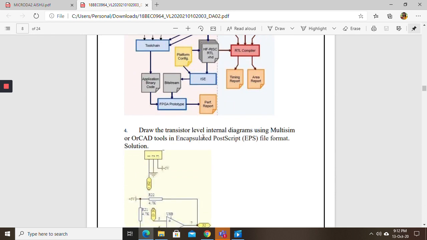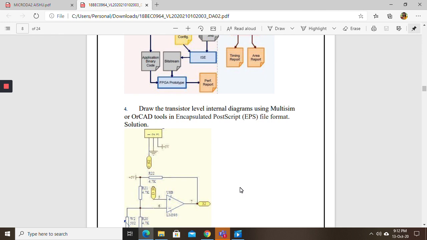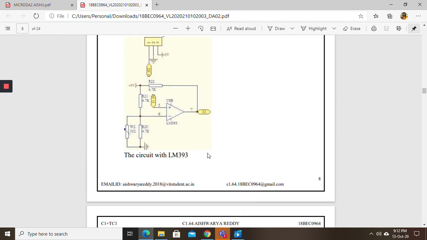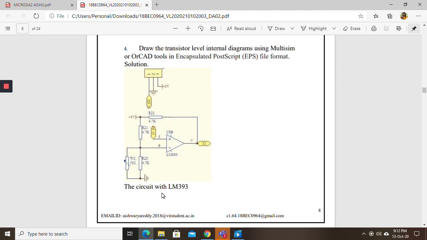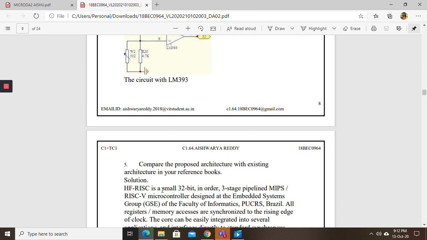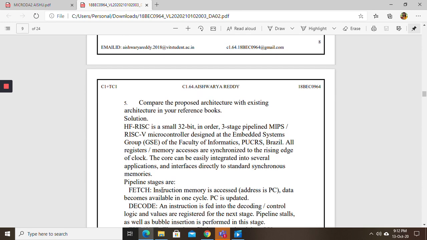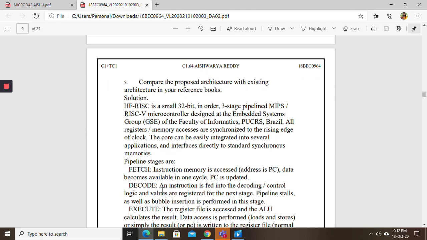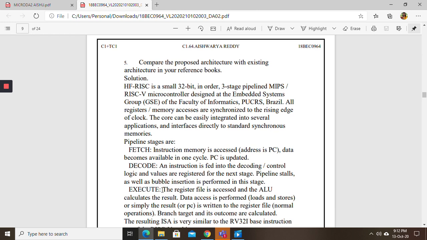Draw the transistor level internal diagram using a Multisim or OrCAD tool. This is the circuit diagram, the circuit with LM393. Next, compare the proposed architecture with the existing architecture.